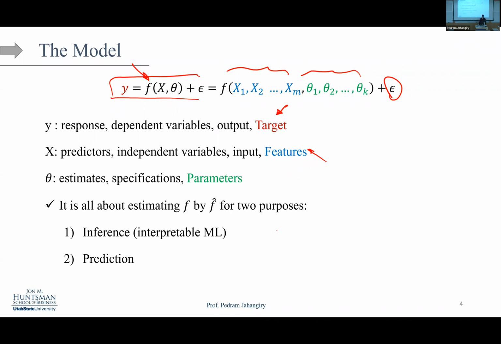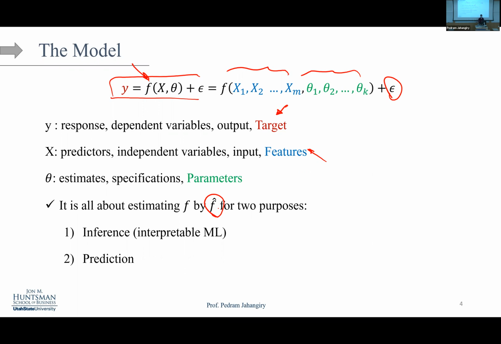So it's all about estimating f by, let's put a hat on top of it, the estimated version of f, so let's call it f hat, for two purposes. First one, inference, the second one, prediction. As we talked about earlier in the class, if you want to interpret things, we use inference. If you want to make predictions, that's prediction. In either case, you have to estimate this f by f hat. So what does that mean, estimate f hat, the functional form?